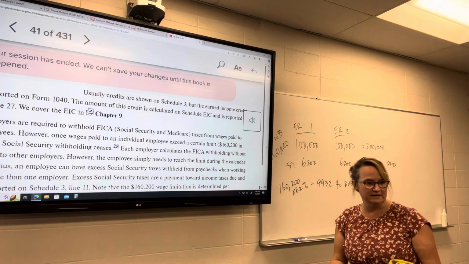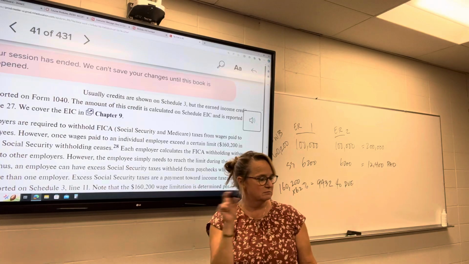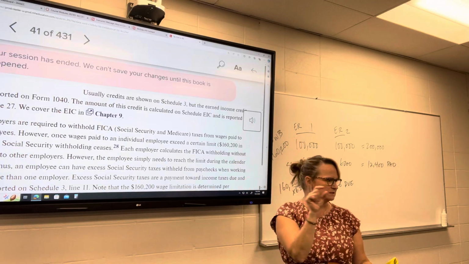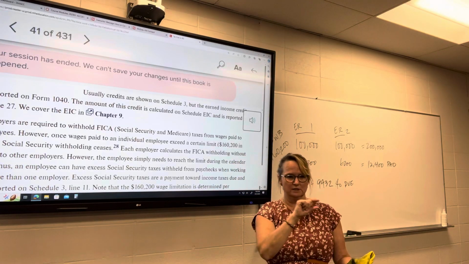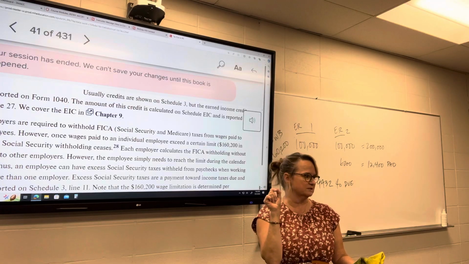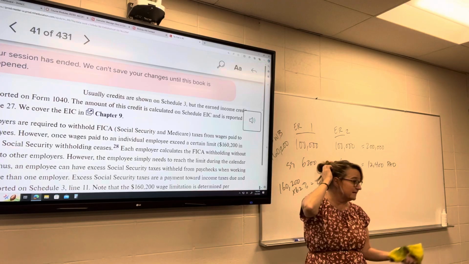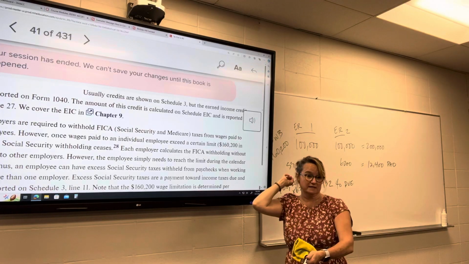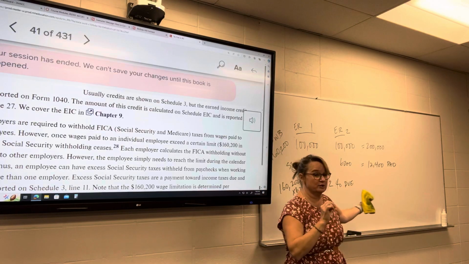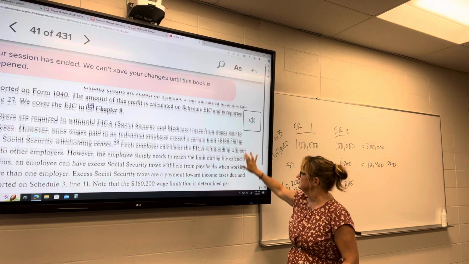So that's kind of a wash. There's another line on your 1040 that shows excess Social Security something or other. I can't remember exactly the wording, but that's on there too. So that would get applied, even though it's Social Security tax, it gets applied to your income taxes. So that's where that reconciliation comes in for those amounts.